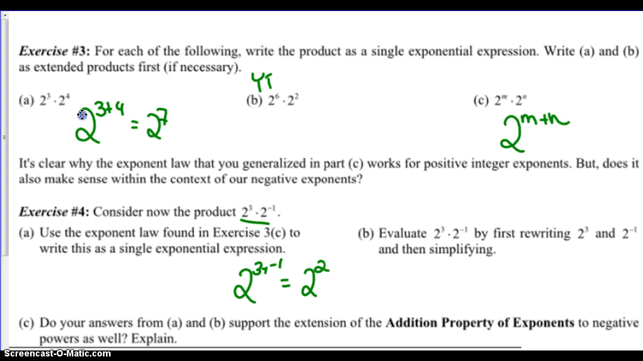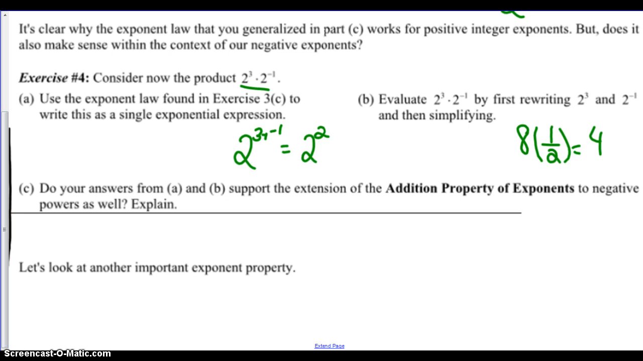First, we want to rewrite them separately. So 2 cubed is 8, and 2 to the negative 1 would be 1/2. And then simplifying that, I'm going to end up with 4. Okay? Then going through, I can see 2 squared would be 4, and 8 times 1/2 would be 4. So the property is working for us.